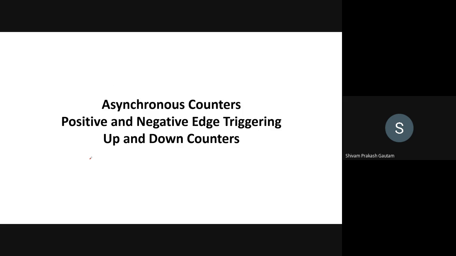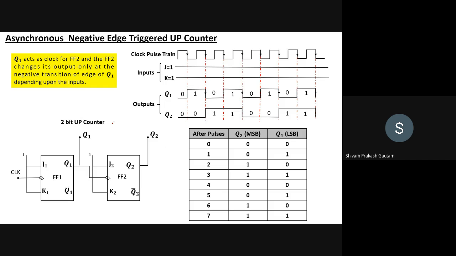Okay, now we will be seeing the asynchronous up counter and down counter. Though we have already seen what an up counter is, I will give you a review again. You can see this is a 2-bit up counter. These are the two flip flops, and this is negative edge triggered, as can be seen from the clock side. The inputs J1 and K1, J2 and K2 are tied together, or you can say it is 1.